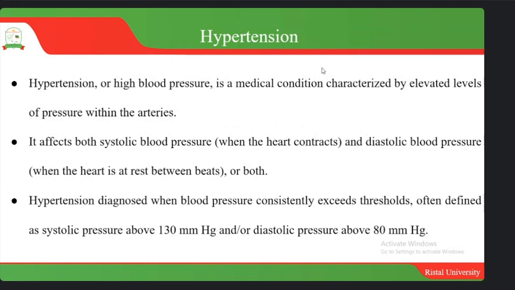So hypertension can be diagnosed when blood pressure consistently exceeds the thresholds, often defined as systolic pressure above 130 mm of mercury and/or diastolic pressure above 80 mm of mercury. So when someone has systolic pressure above 130 and diastolic above 80, then someone can be categorized as having high blood pressure.